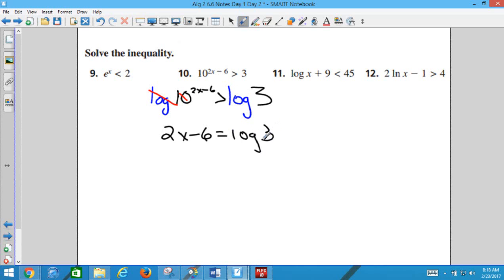I said equals. Please correct me on that. Greater than. What should we do? Okay, so what am I going to do to get x by itself? You're going to add 6. So am I. I'm going to add 6 too. So I'm going to add 6, and then after I add 6, divide by 2.